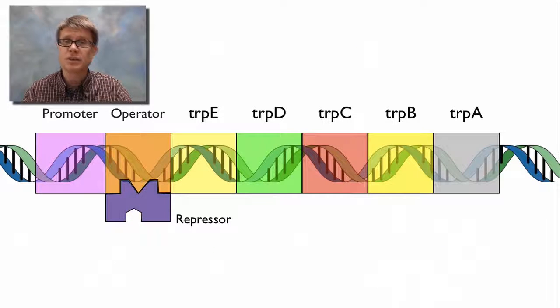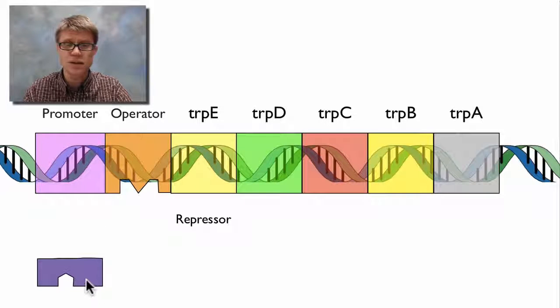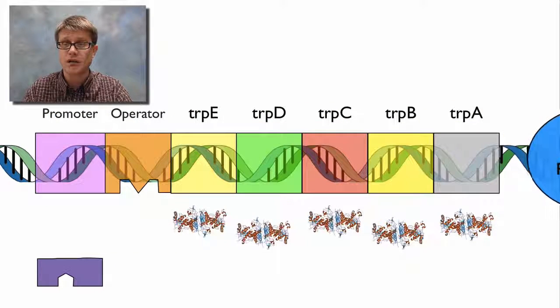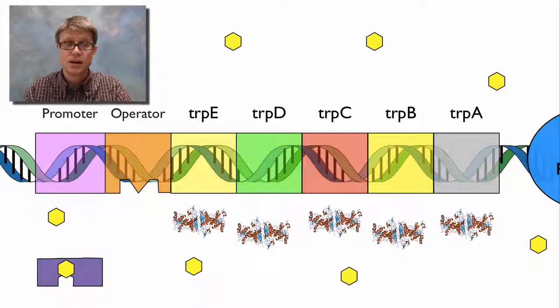What happens if all of a sudden the tryptophan goes away? If there's no tryptophan in the diet, well, the bacteria is not out of luck because it now changes the shape of that repressor. And so once it's changed the shape of the repressor, RNA polymerase can grab on, drive down that operon, make all of those genes, and those genes can be used to create more tryptophan. And so it's a great kind of a feedback loop.